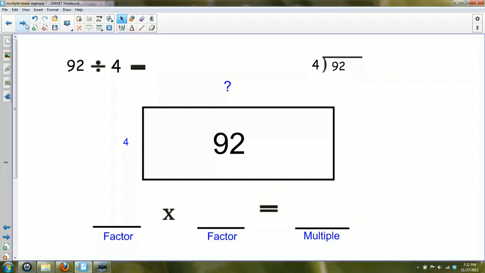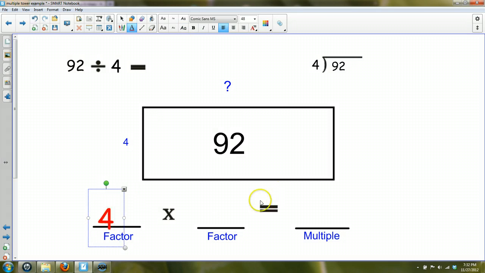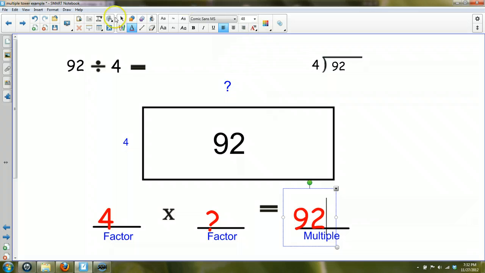So I have here the problem 92 divided by 4 and 4 into 92. I made this array model to show what's basically going on. This array has a total area of 92. I know that one of the dimensions is 4, but I don't know what the other one is. So essentially what I'm doing is I'm solving the problem 4 times question mark, because I don't know what that is, and it's going to equal 92.